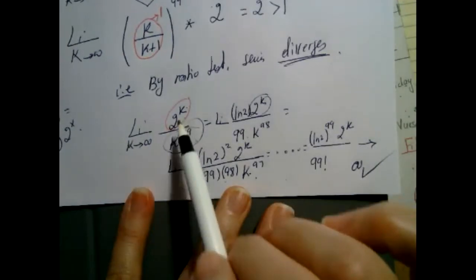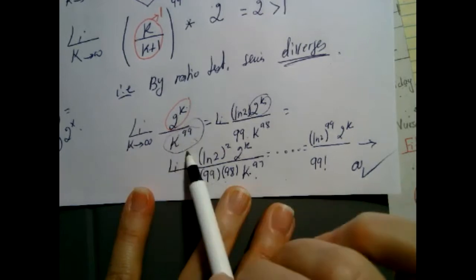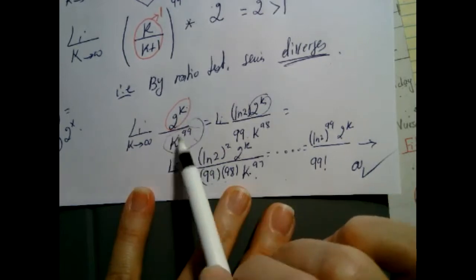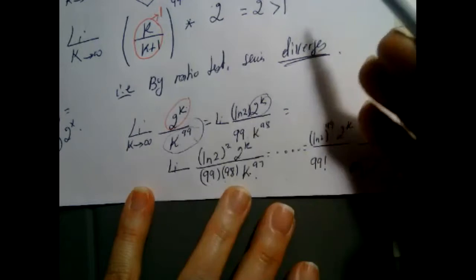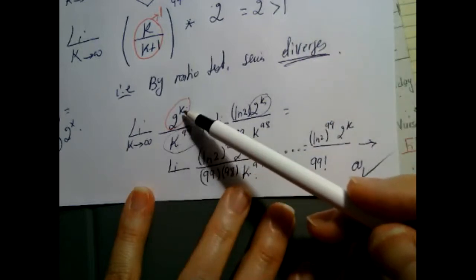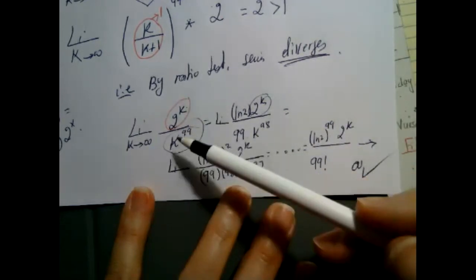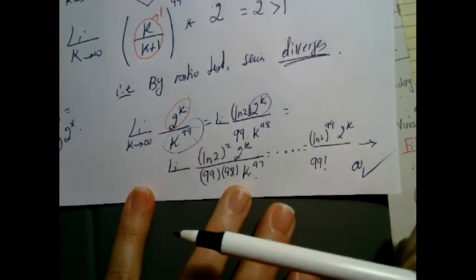But the numbers we have to put to see that have to be very, very large. So I cannot put really small numbers. I have to take k to be 1,000 to start realizing that 2 to the 1,000 is way larger than 1,000 to the power 99.